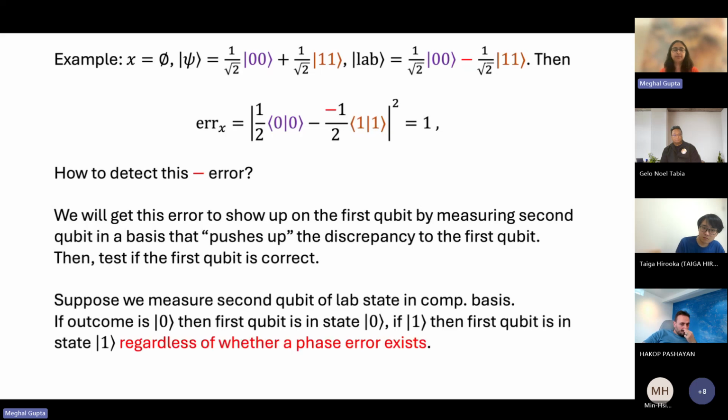So let's say we tried to run this test by first measuring the second qubit of the lab state in the computational basis, and then later running some test on the first qubit to figure out whether we were in psi or lab. This can't work, because if the outcome on the second qubit were 0, then the first qubit is now in the state 0, regardless of whether we have psi or lab. And if the outcome was 1, then similarly the first qubit is now in the state 1, regardless of whether we have psi or lab. So there's no test we can run to differentiate the two cases, because in both cases the reduced state is the same.